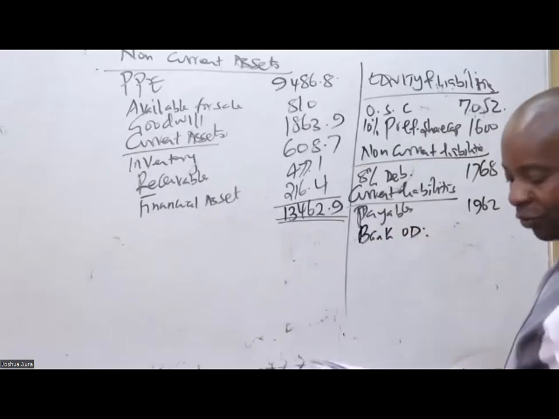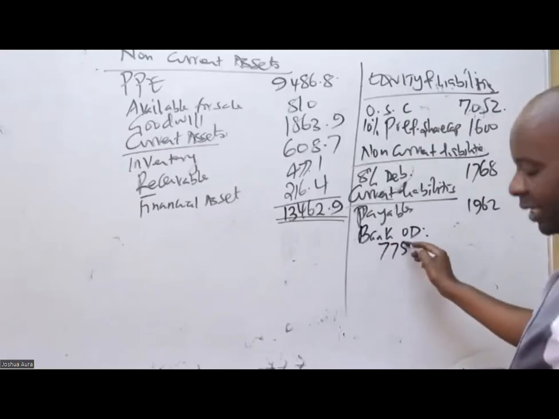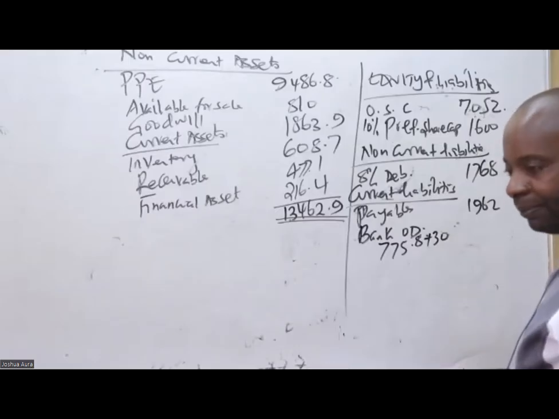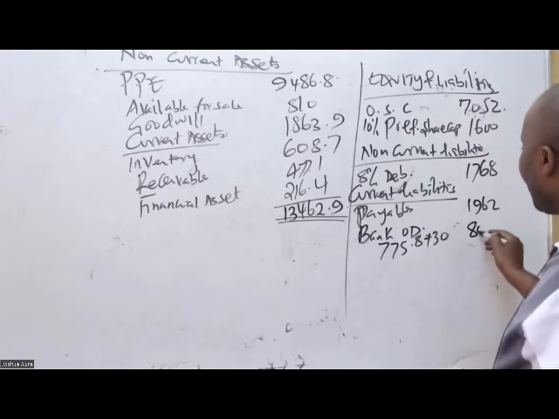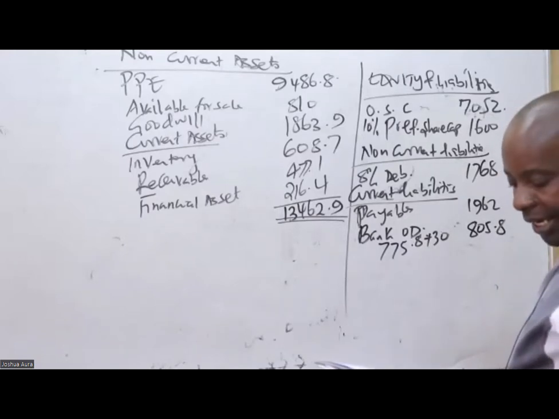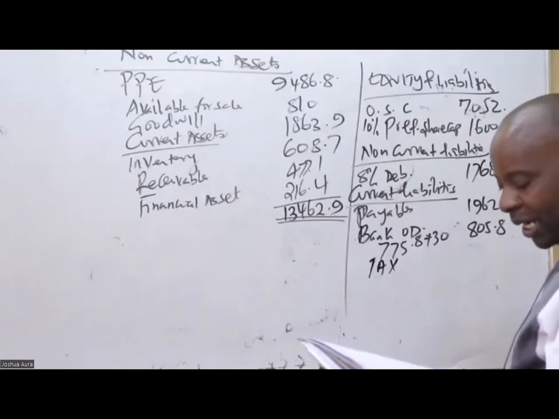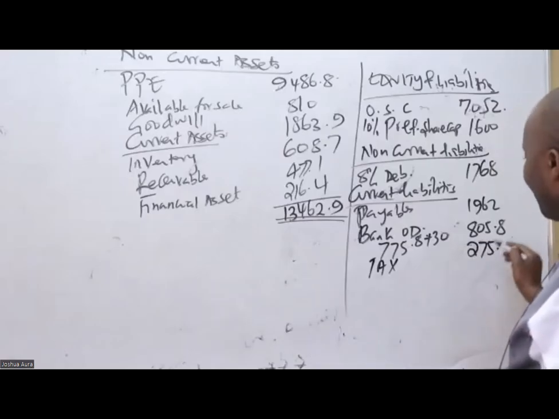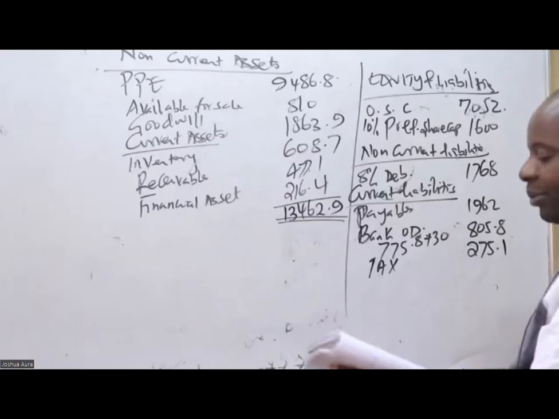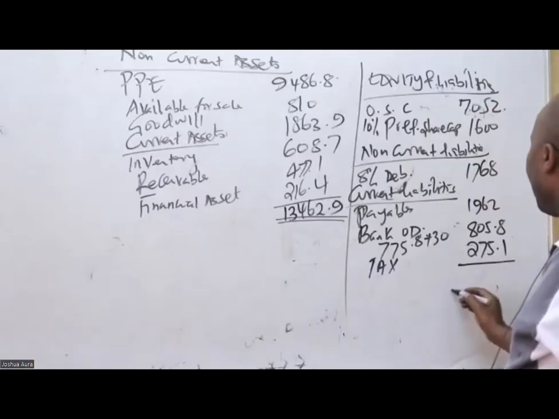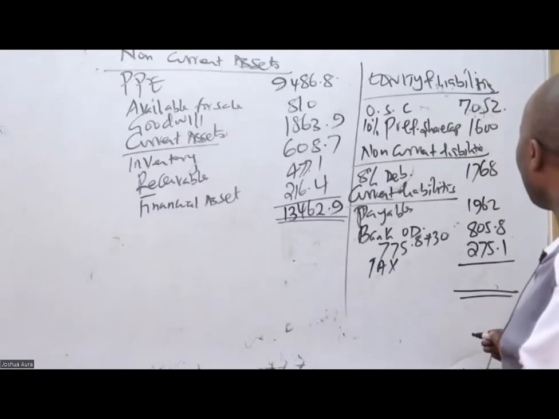Bank overdraft. Remember it is 775.8 plus that 30, which gives us how much here, somebody? 805.8. And then we have lastly current tax. Tax of 275.1. So could you kindly come and add here and give us the total equity and liabilities.